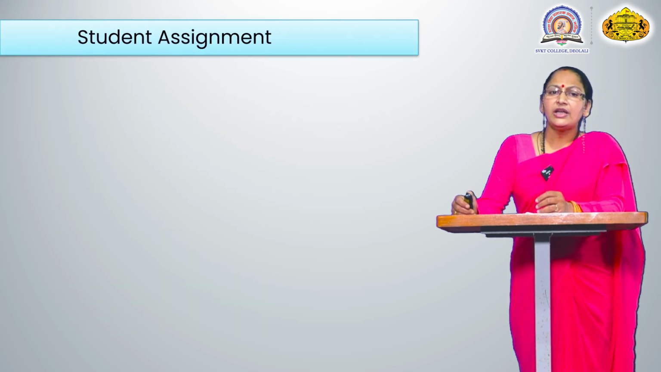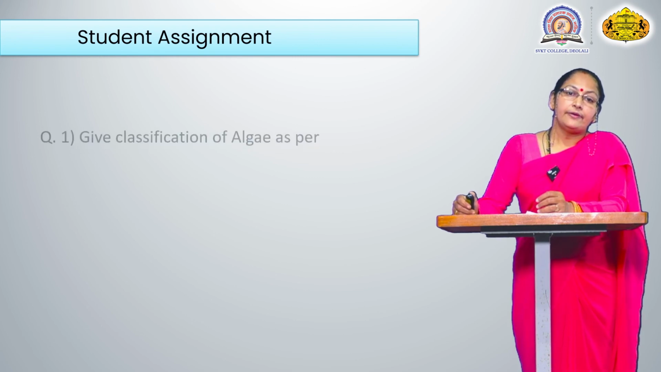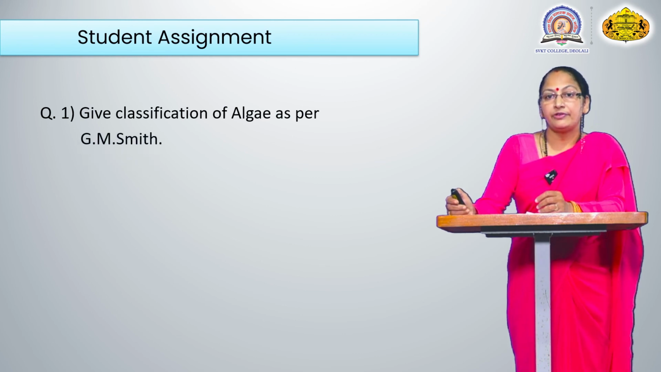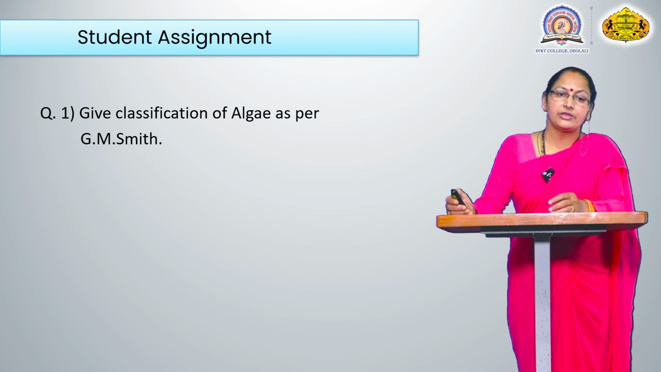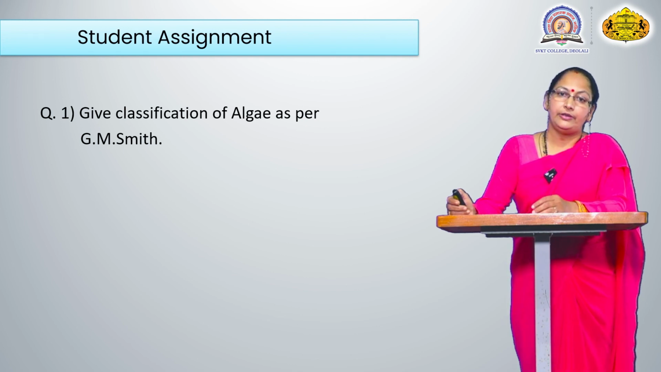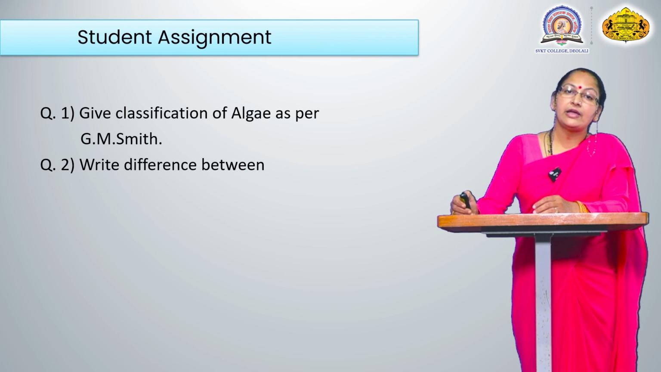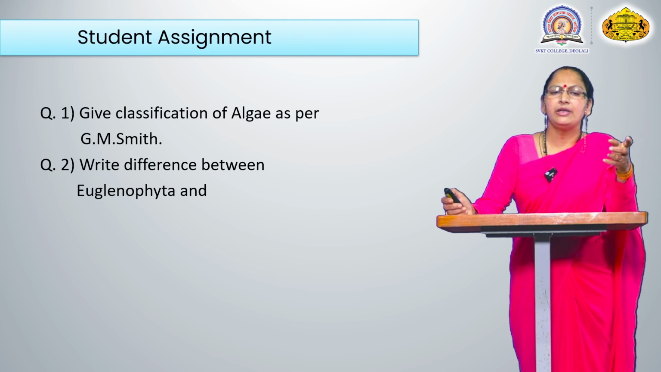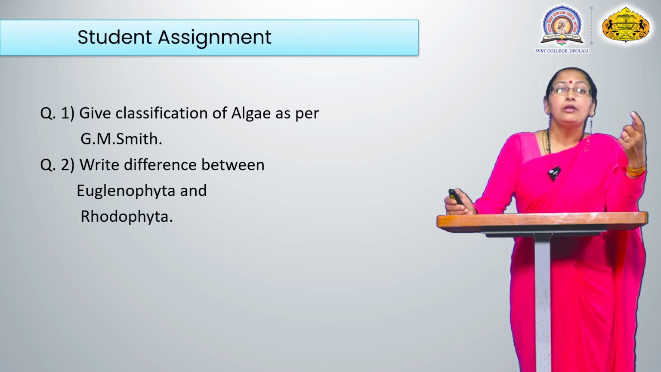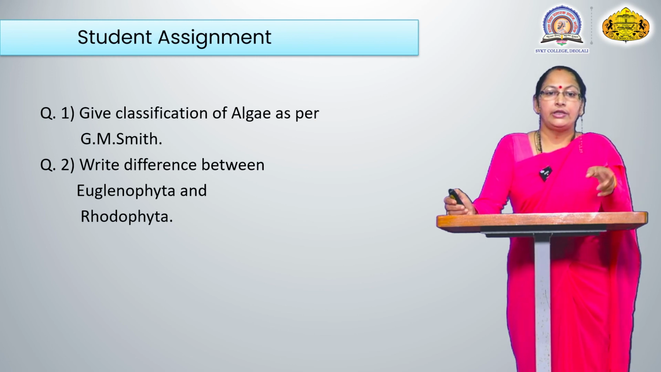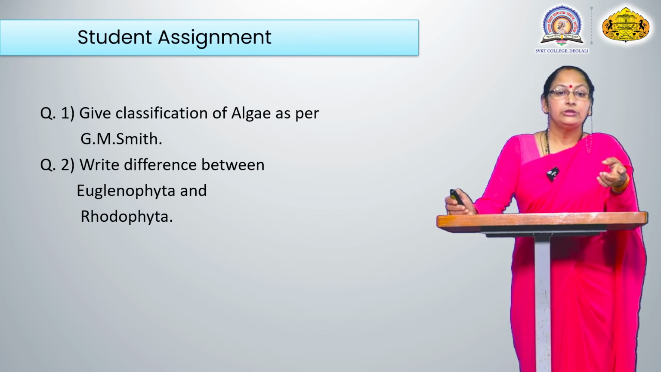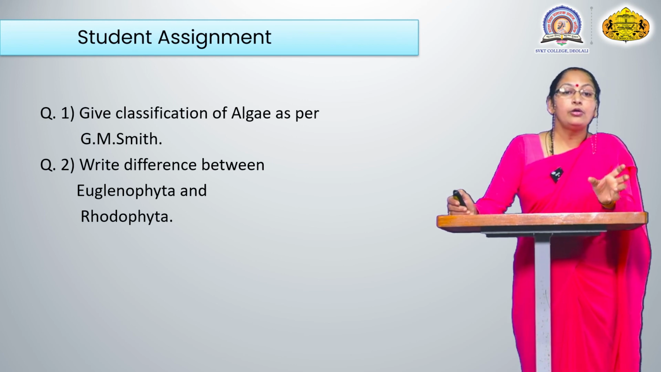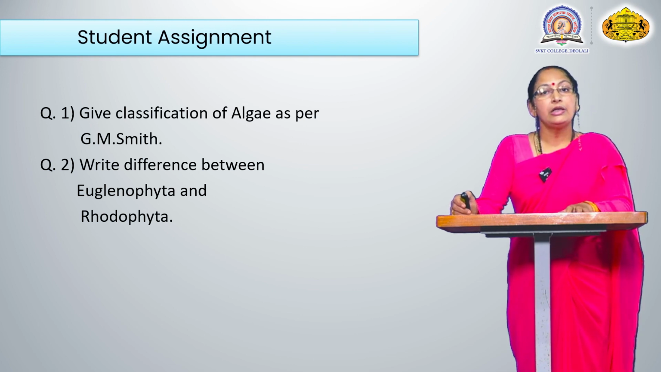Now, today's assignment. Students, give the classification as per G.M. Smith, 1955. You have to write all seven classes and classify properly. In the assignment, question number one, then the second question: in the last assignment we gave the difference between Chlorophyta and Cyanophyta, and for today's lecture please write the difference between Euglenophyta and Rhodophyta. Submit all of these assignments on Google Classroom.